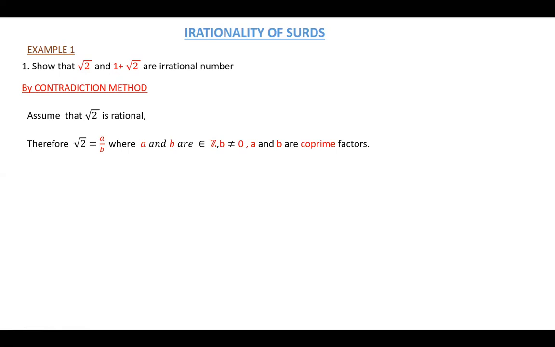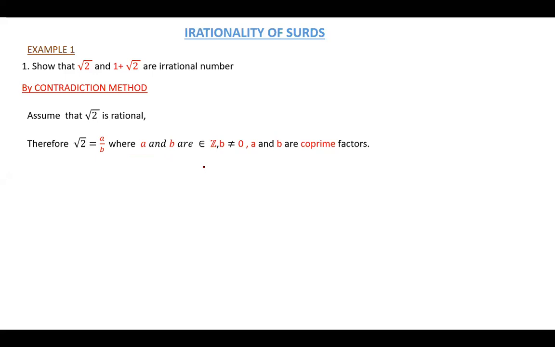So remember what I said: for you to answer questions on rational and irrational numbers, you need to know the definition of an irrational number or a rational number. You need to know the definitions. If you don't know the definitions, it will be very difficult for you to prove this. So what I've just written here is just the definition of a rational number. So now let's proceed.